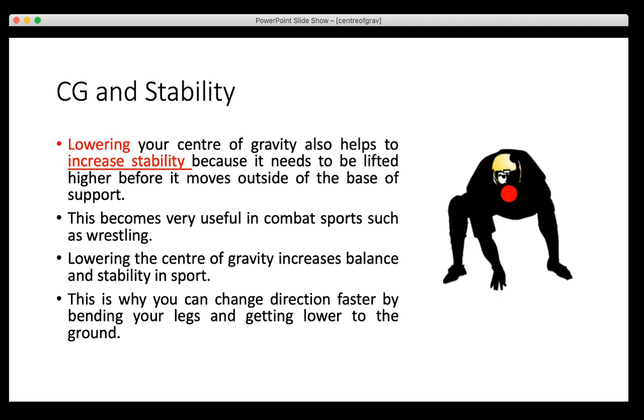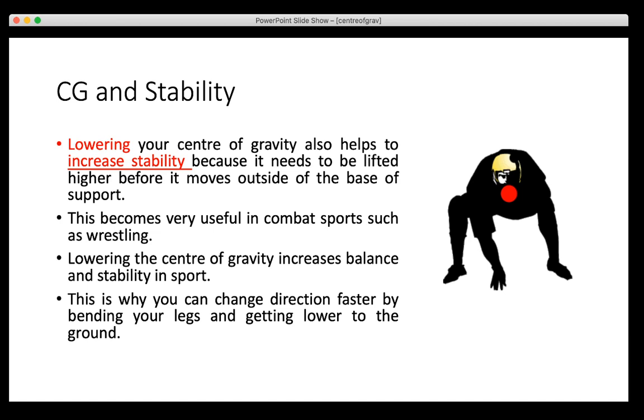Why? Because it needs to be lifted higher before it goes beyond your base of support. So how does it increase stability? When you are lowering your CG point, you are becoming closer to your base of support, right? So you are becoming more stable, because the more you are towards that base of support in the center, the more stable you are. Now if a guy is lowering his body, and one is standing, the CG location will be closer to the base of support in the guy who is lowered.